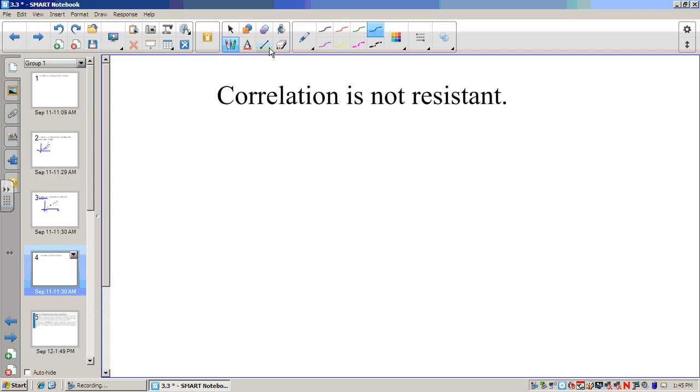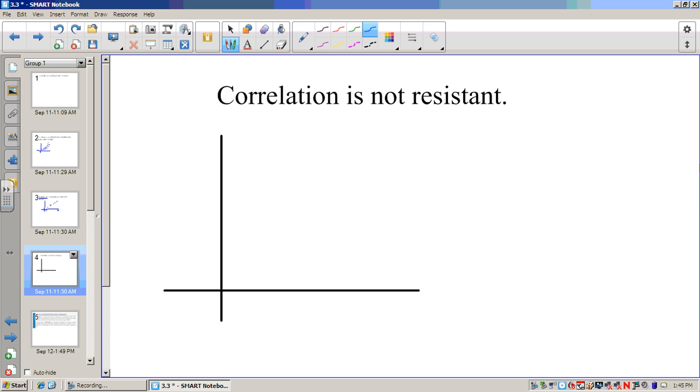Now, correlation is not resistant. So if I had a nice scatter plot, this looks like a fairly strong correlation. If I had a point here, that will make the correlation closer to zero because that one outlier is saying that this line might not be perfect for all values. So it really can change the R value.